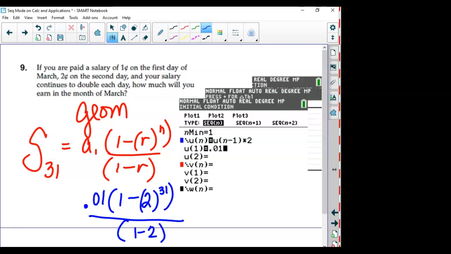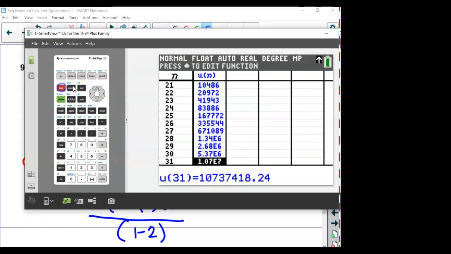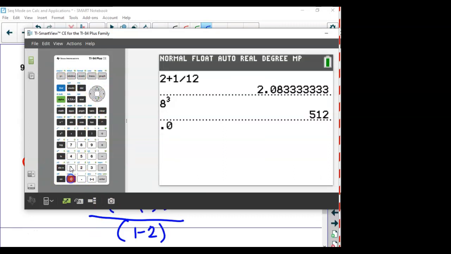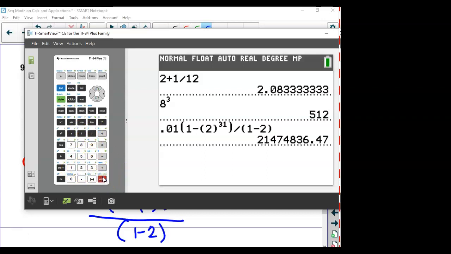0.01. Now let me do it on this calculator for the shock effect, right? A penny times 1 minus, and you really don't need the extra parentheses on this particular one, but I'll put them in, to the 31st. Arrow to the right, close that parenthesis, divided by, you need parentheses around the denominator, 1 minus 2 again. Boop. So $21 million in the month of March. Maybe it would be worth it? Love that question. Fun, huh?